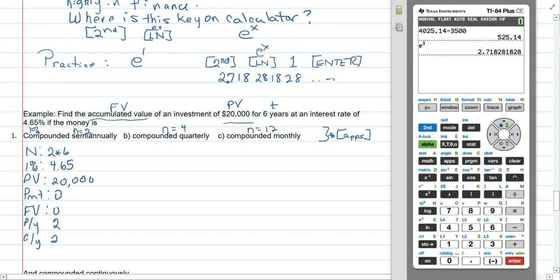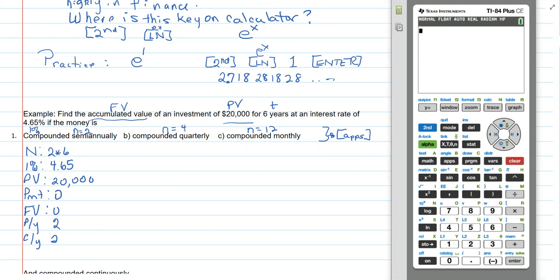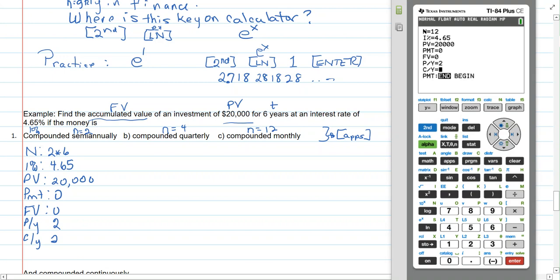All right. I'm going to my apps key, third row, second key. I want finance, and I want my TVM Solver. So I'm going to do a 2 times 6, 4.65, 20,000, and 2. Okay, so I want to go here.